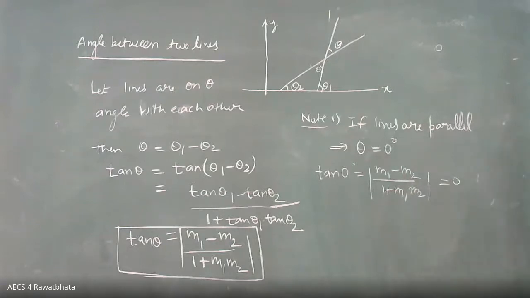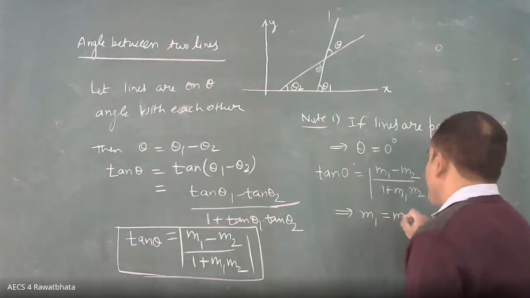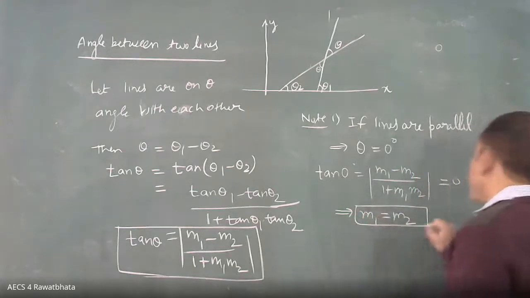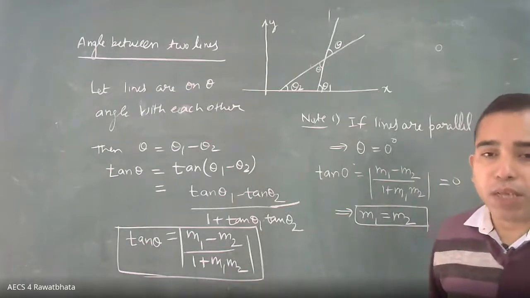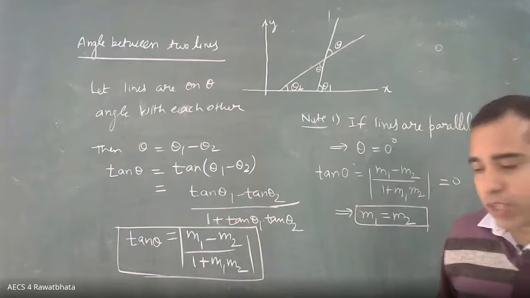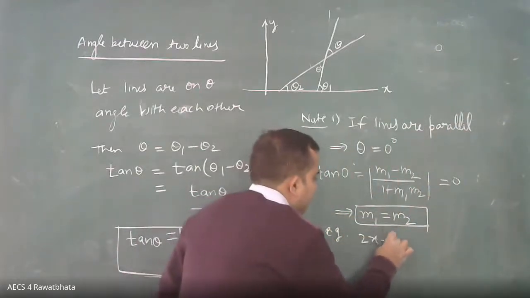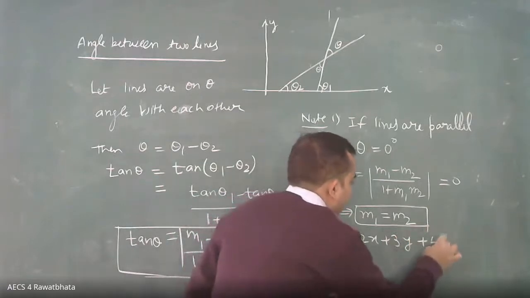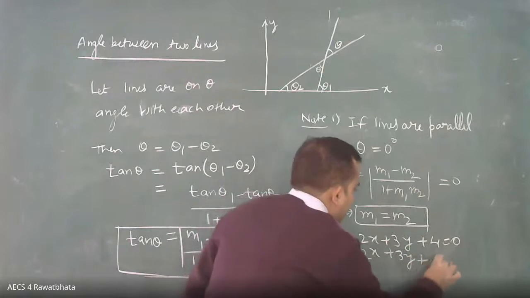And if you solve it, you have to cross multiply, and you will get m1 equal to m2. Its converse is also true: if two lines are parallel, their slopes will be equal, and if two lines have equal slopes, they will be parallel. Right? Equal slope. For example, 2x plus 3y plus 4 equal to 0, and 2x plus 3y plus 6 equal to 0.